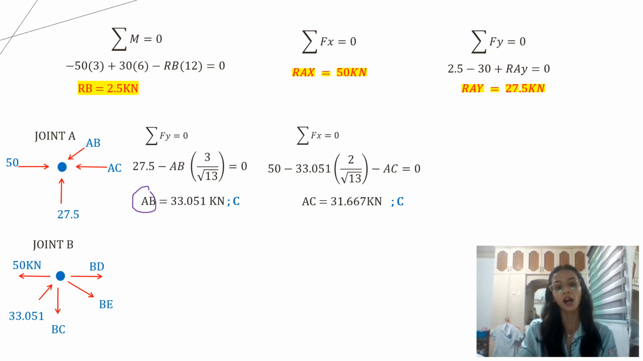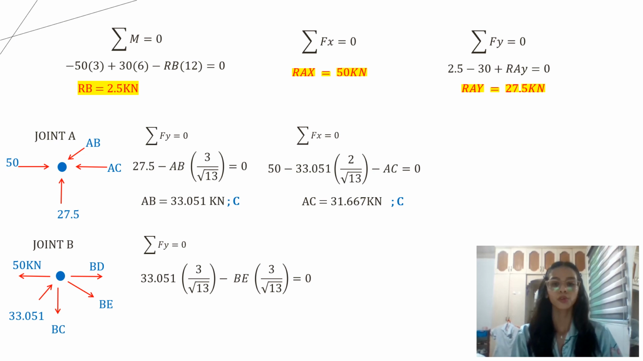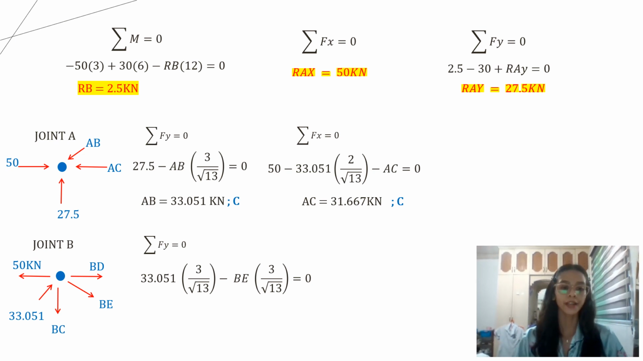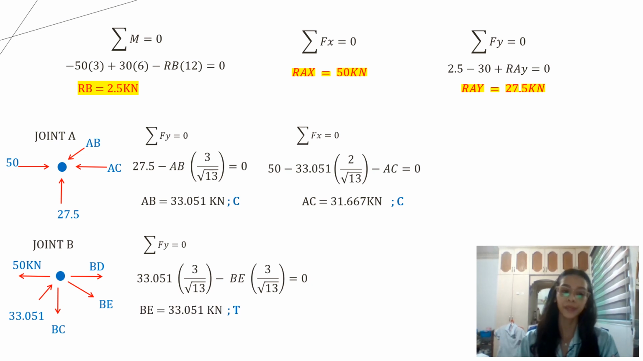So for our summation of Fy, we have our AB, which is 33.051, times 3 over square root of 13, minus BE times 3 over square root of 13, and that equals 0. Our BE is 33.051 kN in tension because it is pulling our truss.